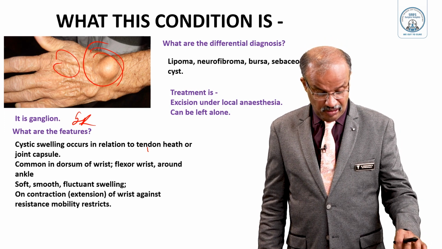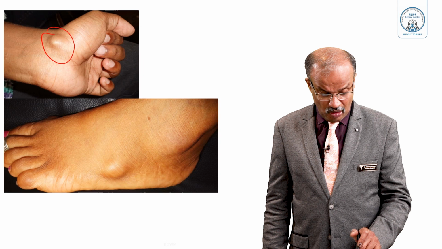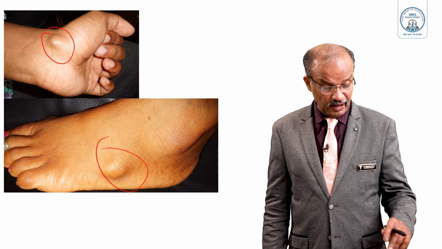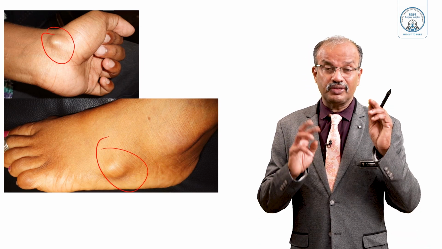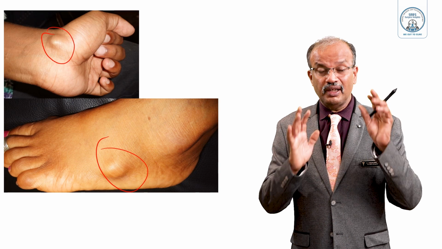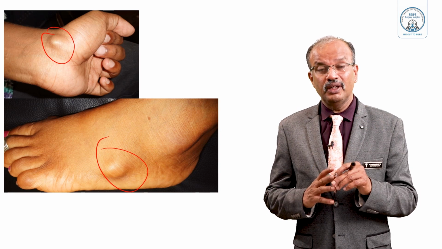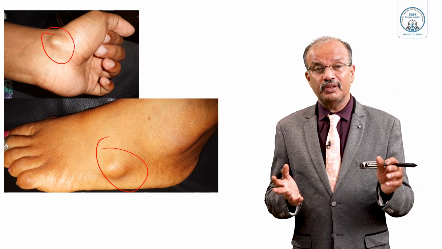So that is a ganglion, a very commonly asked question. You can see a ganglion in front of the wrist also. The wrist is the commonest site. The next common is the foot around the ankle. This is very commonly asked as a short note. Clinical cases they will keep, and MCQs they will ask.